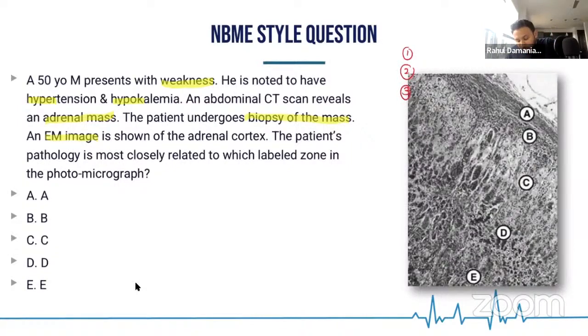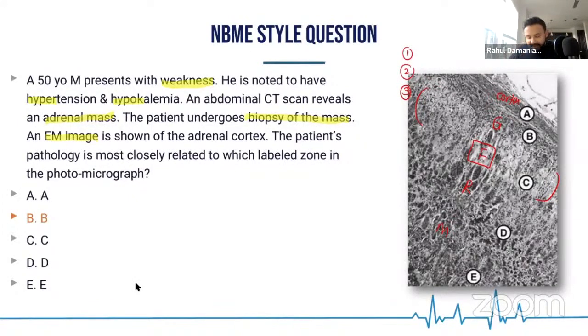So here I have the cortex. This is going to be the glomerulosa, the fasciculata, the reticularis. And remember, the fasciculata looks like a latte. You know, it's kind of milky. It has some more clear type of cells. And you have the medulla here. Okay. So as you go through each of these, you want to know the patient's pathology most closely resembles which of the following areas? And that is going to be the glomerulosa.